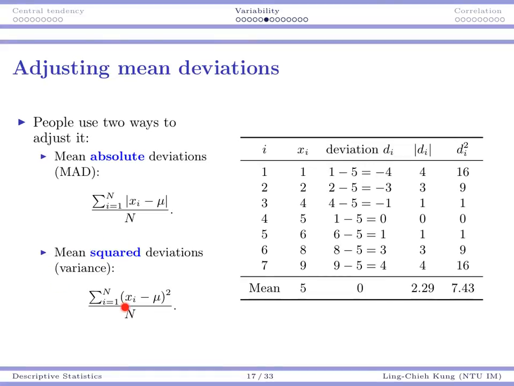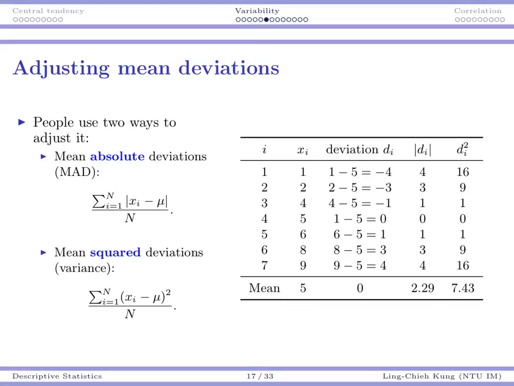The formula becomes: you find the deviation, take the square, and then take the average. So in our example here, we have all the deviations, right? If we take absolute value, negative things will become positive. And then the average here is 2.29. That's our MAD. And if we take the square, then -4 becomes 16, -3 becomes 9, and so on. Summing up all these numbers and dividing by 7, we get this. This is our variance, the variance of this set of data.